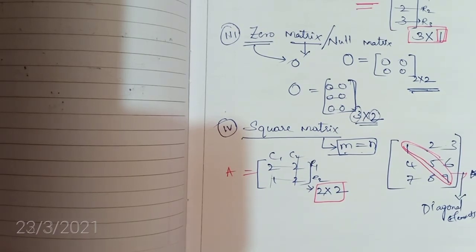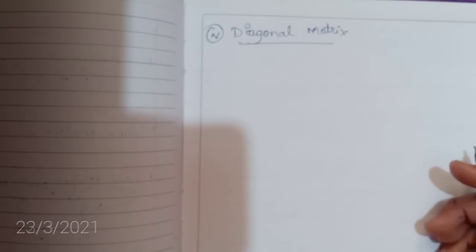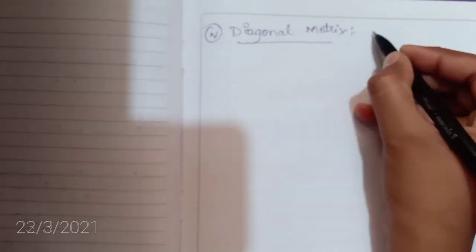The reason I mentioned the concept of diagonal elements is that you can understand the next type of matrix by using it. The next type of matrix, which is also a square matrix but with a particular condition, let us try to know that as well. That is the diagonal matrix. So what is a diagonal matrix?